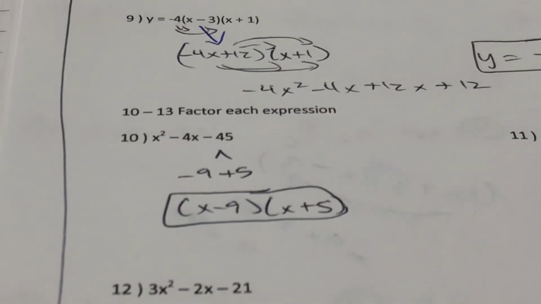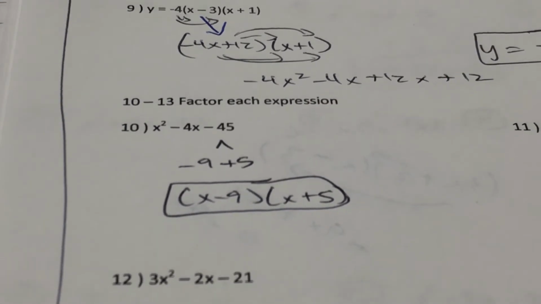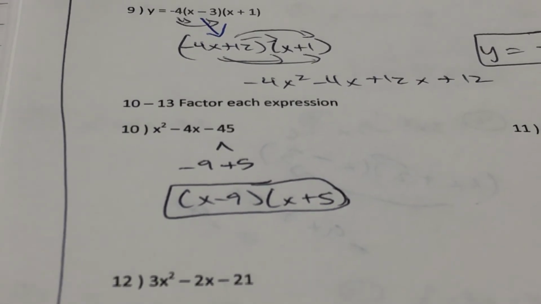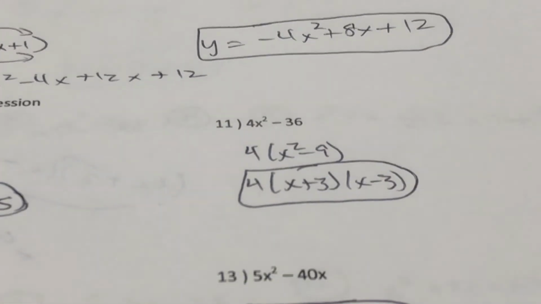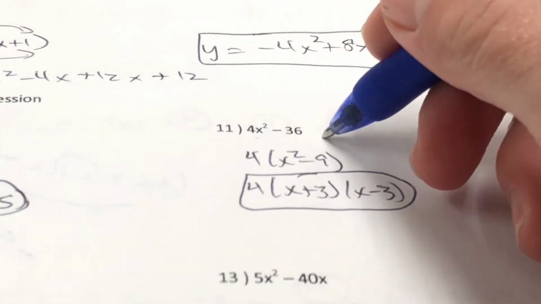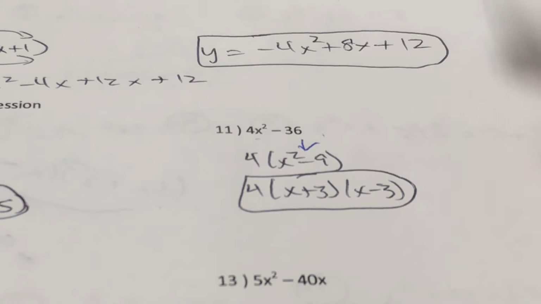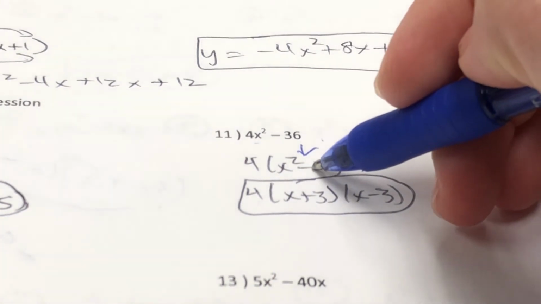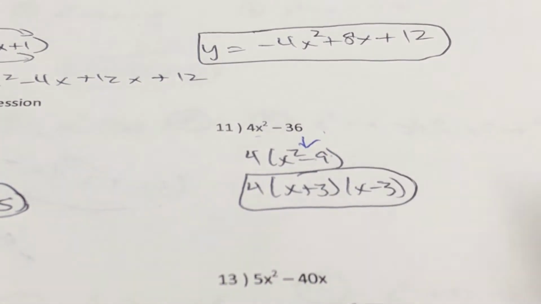10 through 13, factor each. What multiplies to 14 and differs by 4? There we go, -9 plus 5. First off, factor out the 4 they have in common. And this is a difference of two perfect squares. What multiplies to 9 and differs by 0? x plus 3, x minus 3.